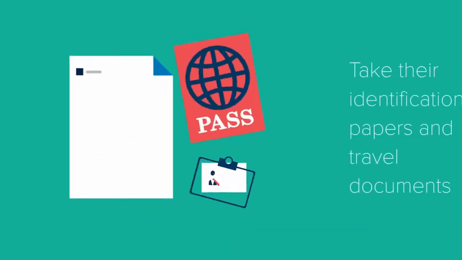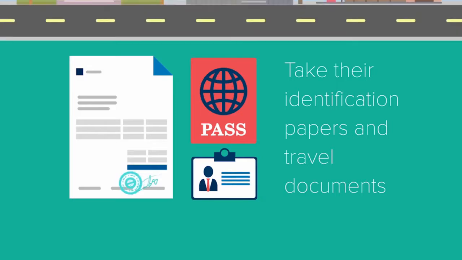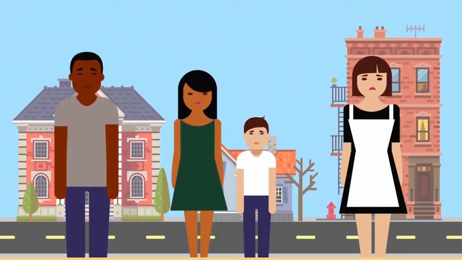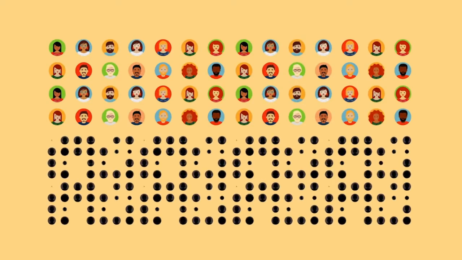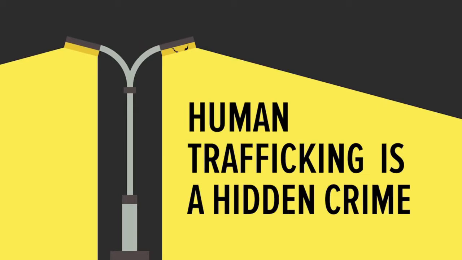Their traffickers sometimes take their identification papers and travel documents in order to limit their freedom. They are prisoners, working as nannies, maids, or domestic help. Every year in the United States, thousands of human trafficking cases are reported, but many more go unnoticed. That's because human trafficking is a hidden crime.